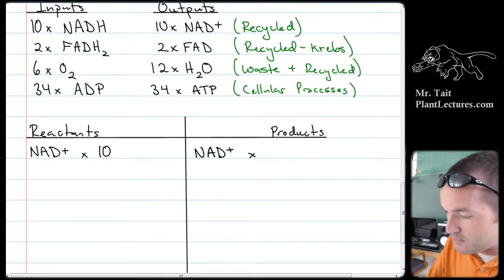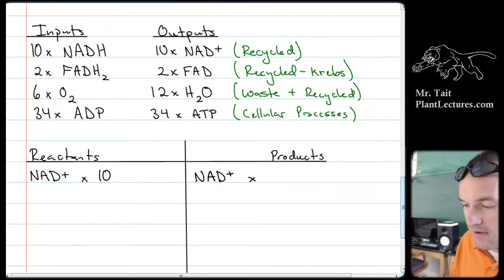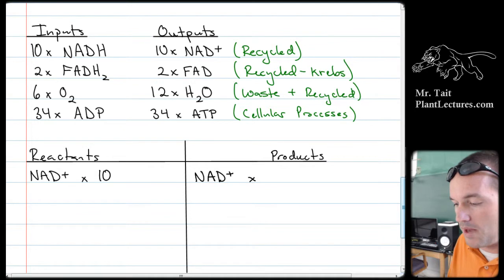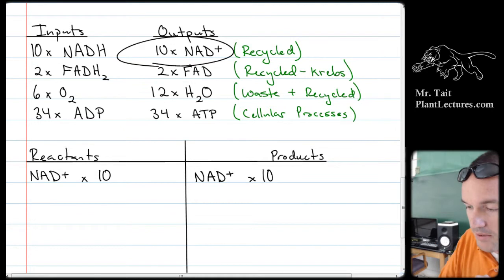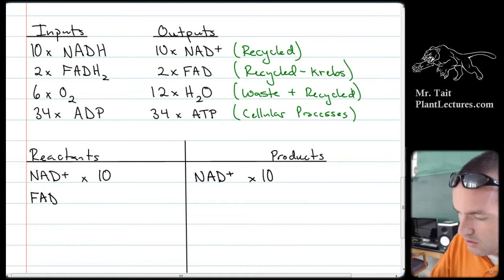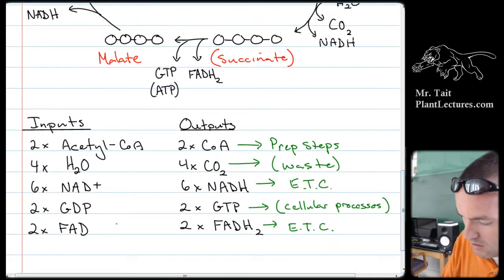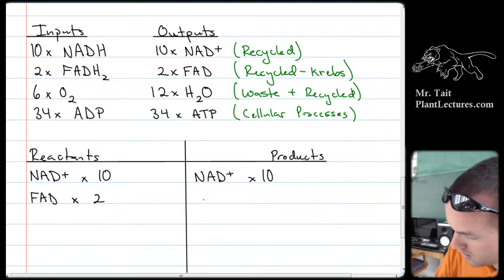Was any NAD plus produced in anything else other than the electron transport chain? No, it was never an output other than in the electron transport chain. How many did we make? 10. Right? Our output there of 10. Let's go with FAD. How many did we use? FAD was only in the Krebs cycle, right? So that was only right here. We used 2. How many did we produce in the electron transport chain? 2.